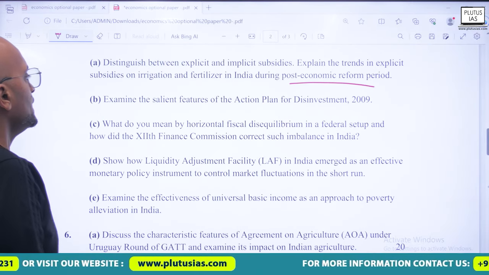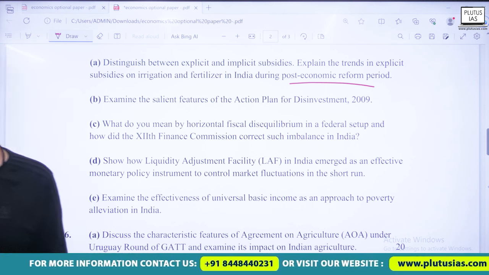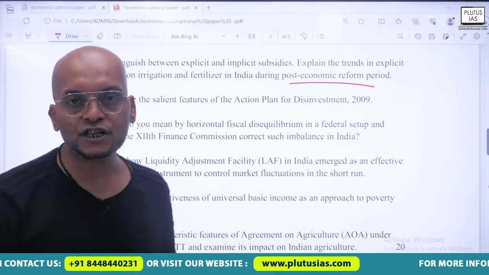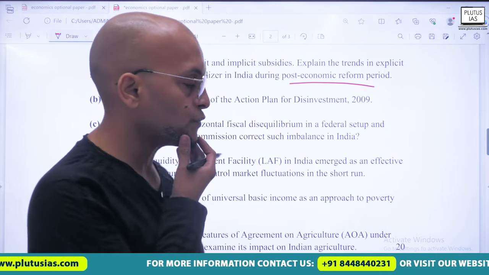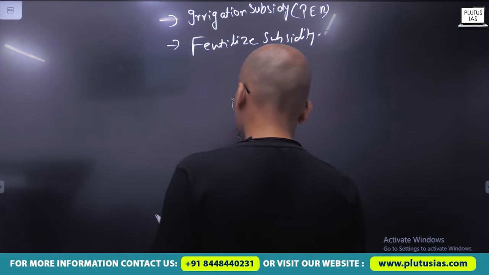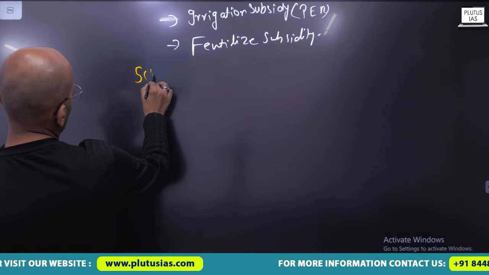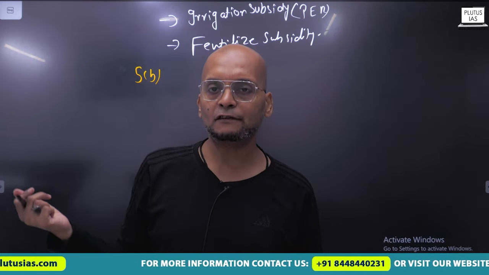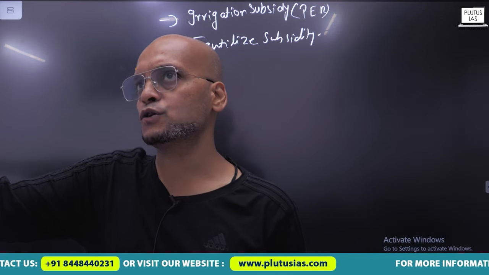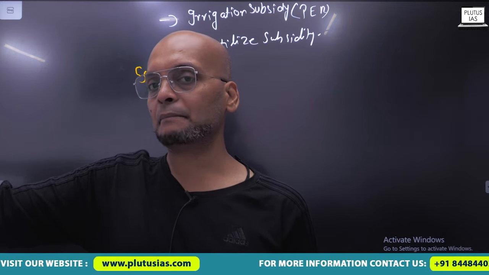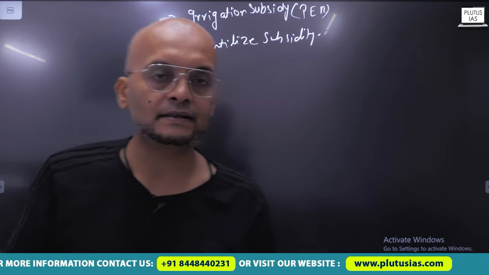Next question, it is saying, examine the salient features of action plan for disinvestment 2009. That means, what were the features of the action plan of disinvestment, that disinvestment has to be done. So what were the features for it of 2009? So see, first of all, give a bit of introduction that what disinvestment means, that government withdraws its holdings, right, from several PSUs and all. Thereby, government gets the money and private participation can be increased in the market. So that's why this is done, disinvestment.